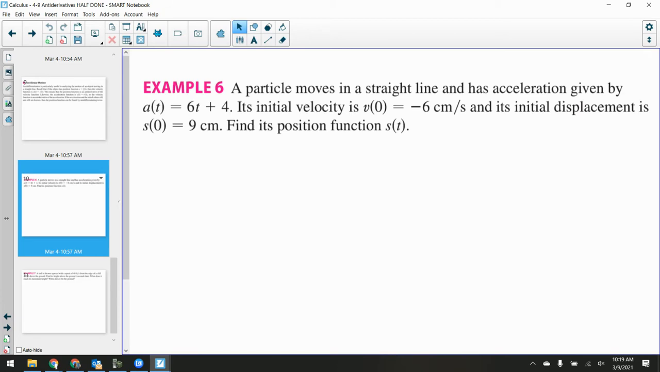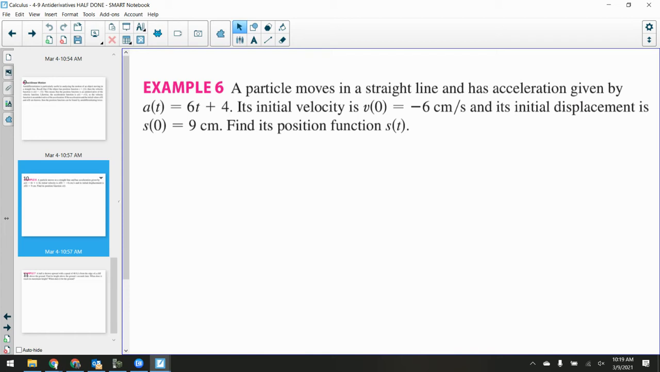So take for example this. Our particle moves in a straight line and has acceleration given by that function. We know that its initial velocity, which is something you can usually calculate, at time 0 is -6 centimeters per second. And its initial displacement is 9 centimeters away. Okay. Find the position s of t. Find the position function. This is the same thing that we did yesterday. We're finding the antiderivative of acceleration. The antiderivative of acceleration is velocity.